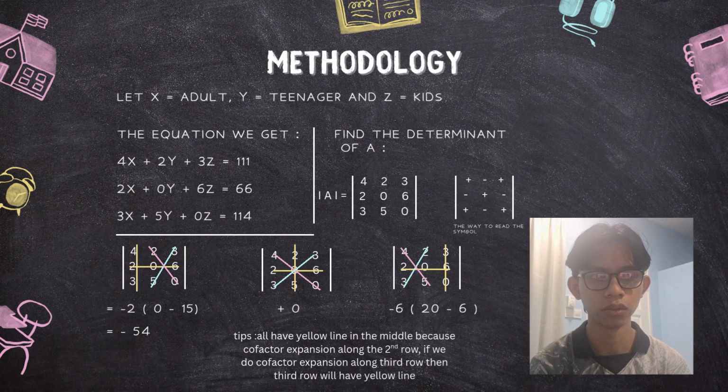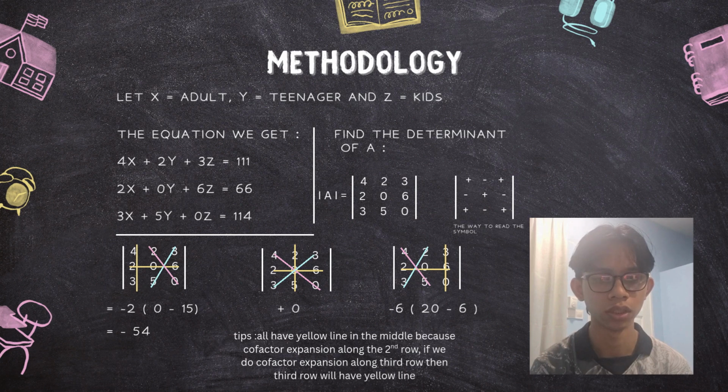So we are going to let X be adult, Y be teenager, and Z be kid. The equations we can get are just like you see in the slide. So I'm just going to find the determinant of A.